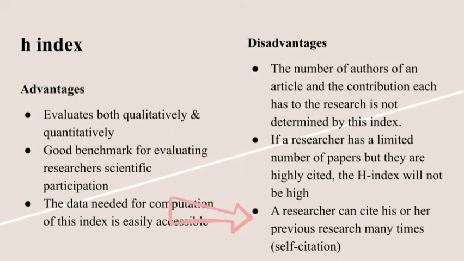And the third point, a researcher can cite his or her previous research many times. That is a self-citation, and this can influence his or her H index. That is, it can lead to a false result.